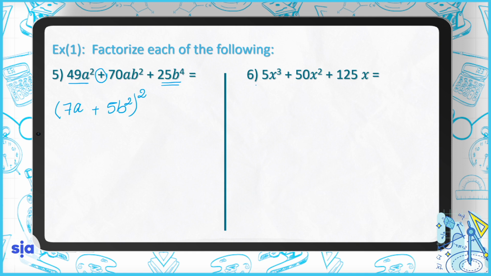In number 6, as I told you, look first for the GCF or the HCF. The HCF here is 5x. So first, we factorize by the HCF. So here this is x squared plus 10x plus 25. After that, leave this outside. Factorize this: the square root of x squared, which is x, plus the square root of 25, which is 5, and then all squared.